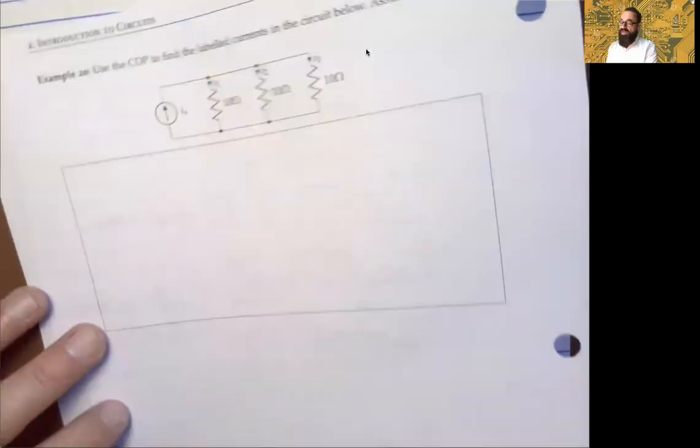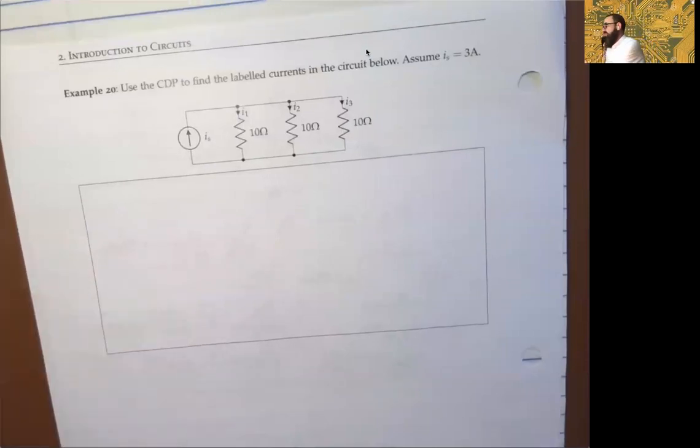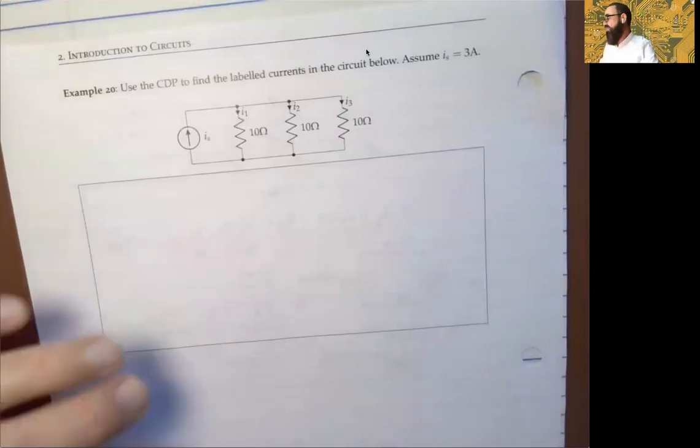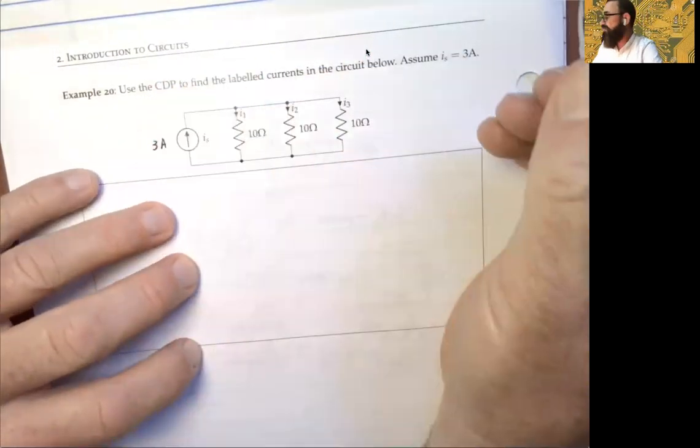Finally, let's flip it over, last problem in the section, example 20. Now this one, we stare at that and go, okay, everything's in parallel, right? But this is just a reminder, take 2 things at a time. Take 2 things at a time. So again, 3 amps is what we're distributing.